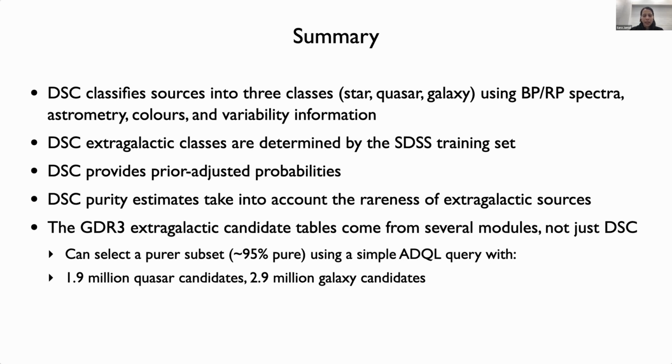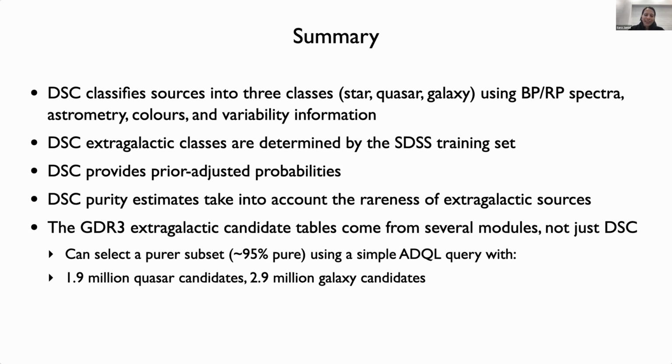The main goal of DSC in DR3 was focused on the completeness, and we are now working on improving the purity, meaning rejecting the contaminants. The Gaia DR3 extragalactic tables come from several modules as described by Corinne, not just DSC. You have different class probabilities, so you could select the pure set of candidates from the quasar table and the galaxy table by setting thresholds on the class label joined from DSC, for instance.